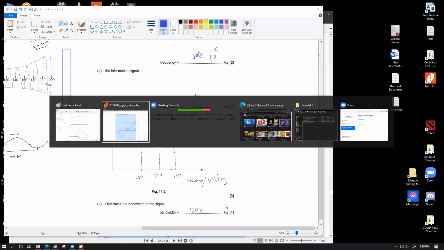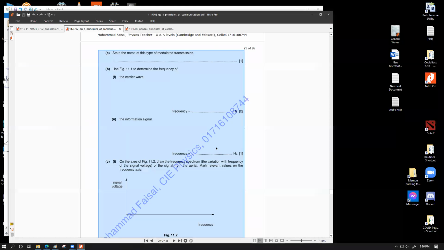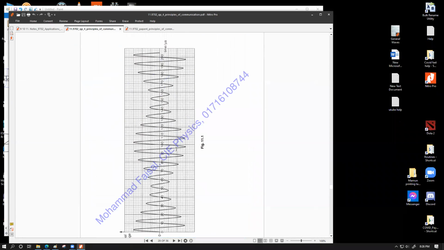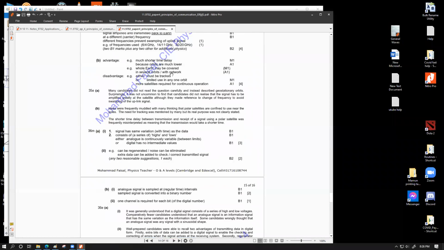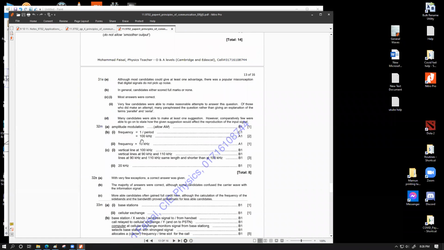I'd like to verify the answers from the mark scheme because I'm a bit skeptical about this. Number 32. Let's jump over here. 32 is right there. 100 kilohertz, 20 kilohertz, 100 kilohertz, 90 kilohertz, and 110 kilohertz. Lines at 90 kilohertz and 100 kilohertz, the same length, after shorter than 100 kilohertz. Bandwidth 20 kilohertz. Full marks. Beautiful.